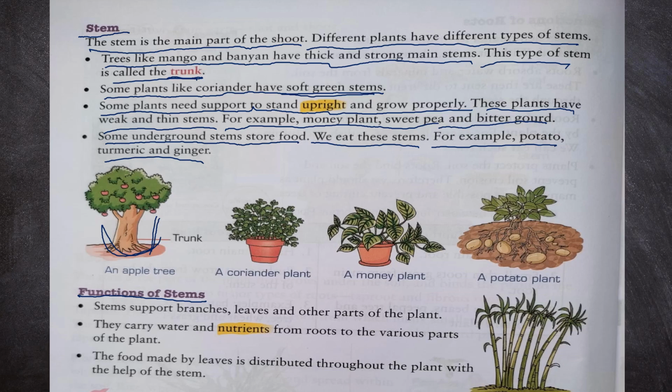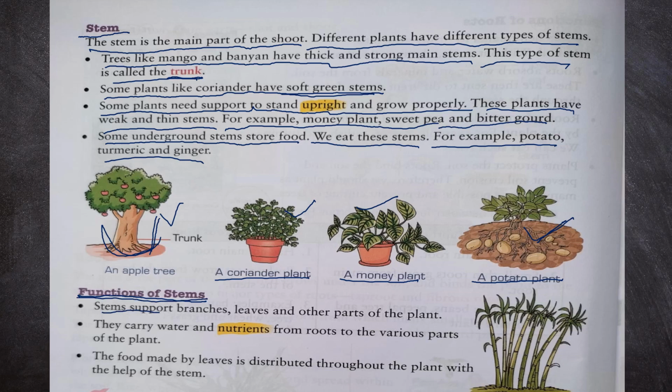As we can see in the picture, we have this thick stem called trunk. Then we have soft stem of coriander. Money plant also has soft stems. And then a potato plant has stems which we eat. Next we have functions of stems.